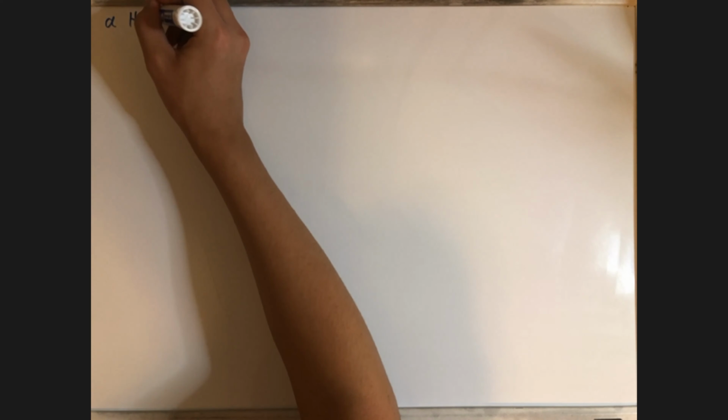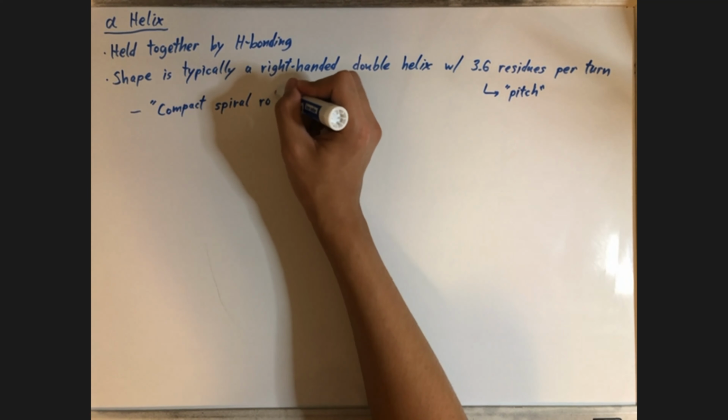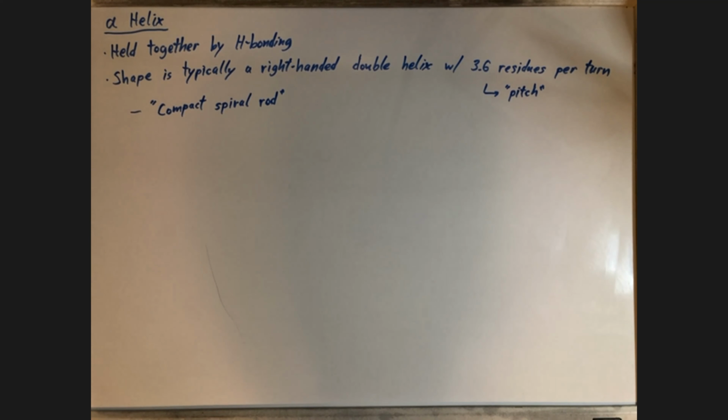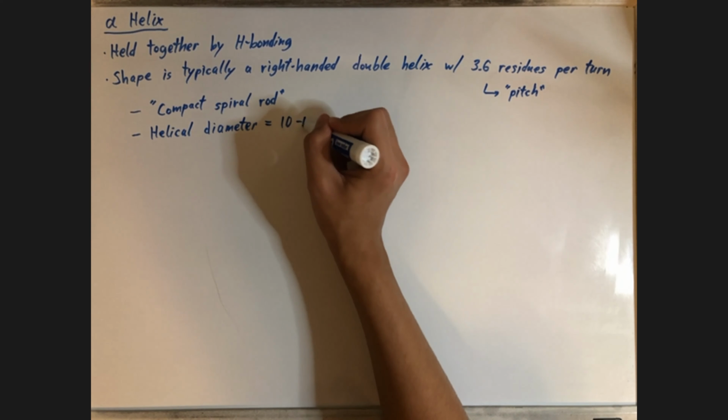Like I said before, the alpha helix is held together by hydrogen bonding. The shape is typically a right-handed double helix with 3.6 residues per turn. And this is known as the pitch, or repeated length of the alpha helix. The shape can also be described as a compact spiral rod, and the helical diameter of an alpha helix is about 10 to 12 angstroms long.